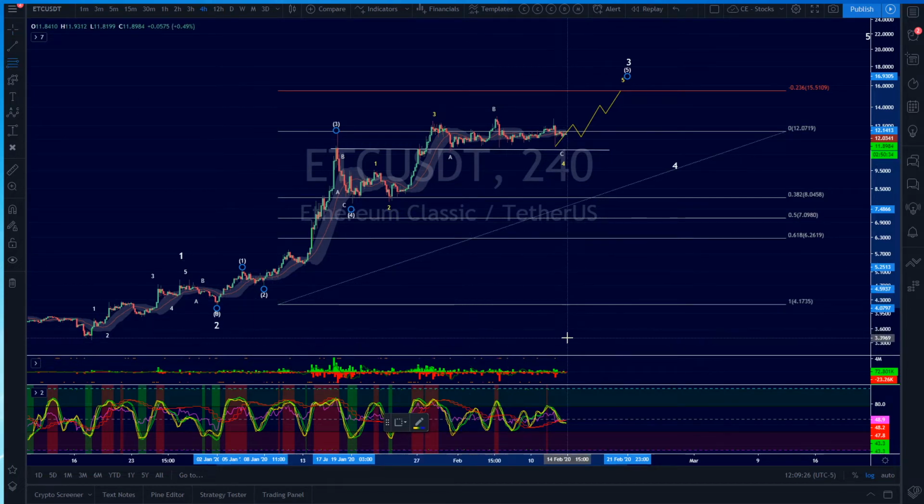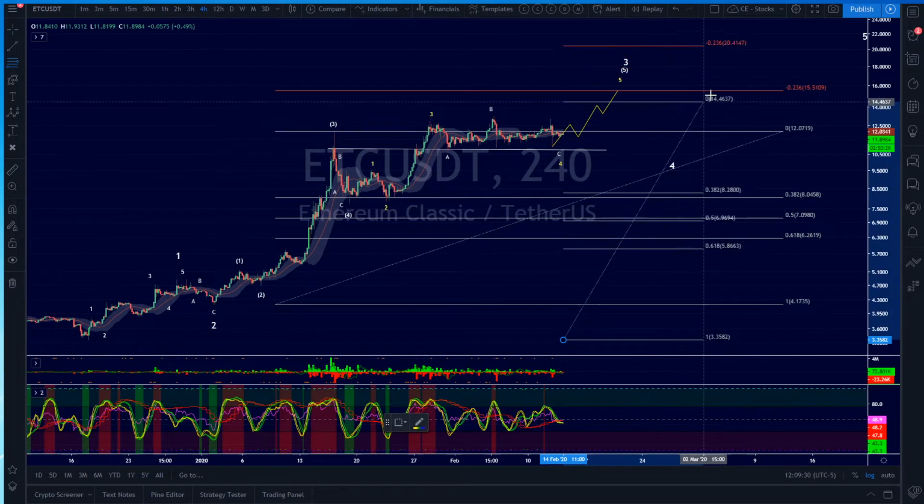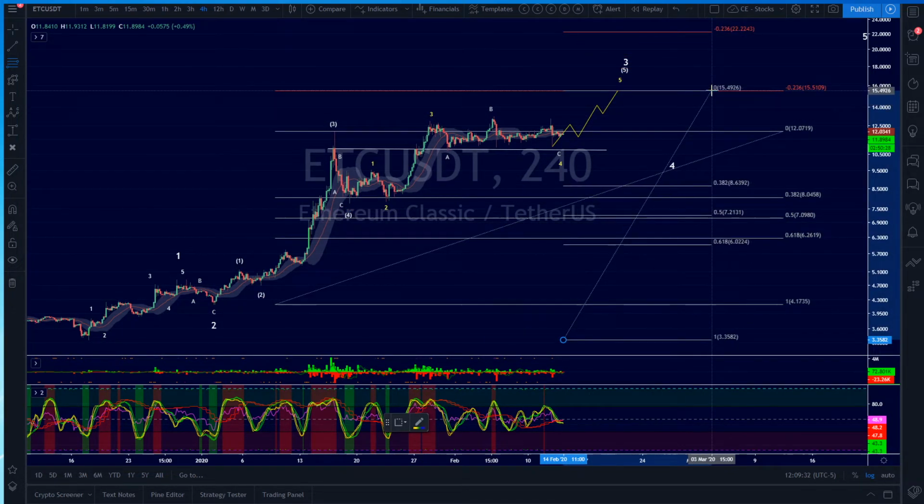But then we're going to correct this entire move here. So we start from the bottom, we work our way to where we're currently projecting the top to be, and again, going back to about 50 to 61.8% in this range seems like a pretty good place to find a bounce. Here at $6, maybe $7.21, in that particular range is where I would be looking for Ethereum Classic to be reaccumulating.